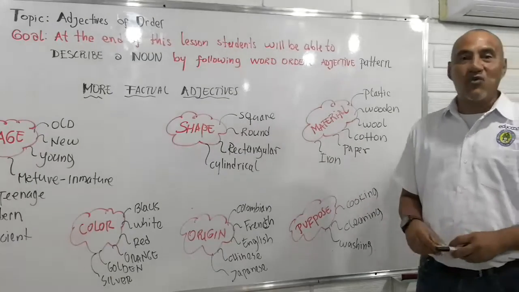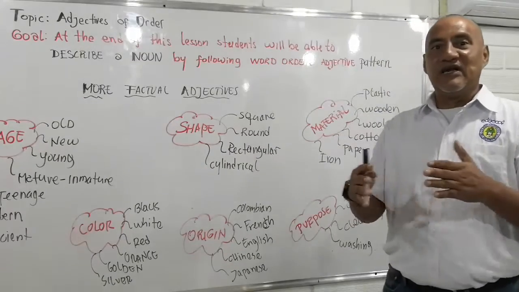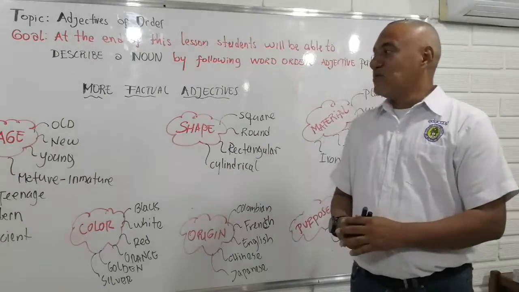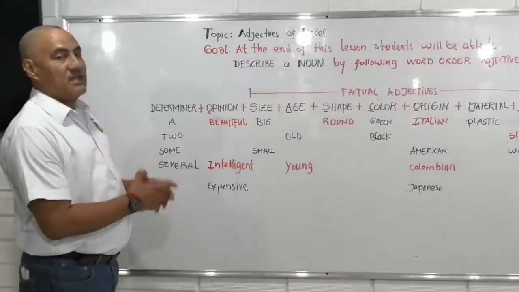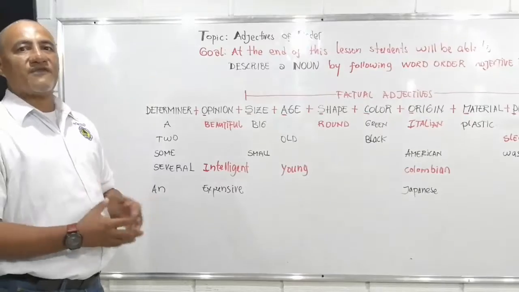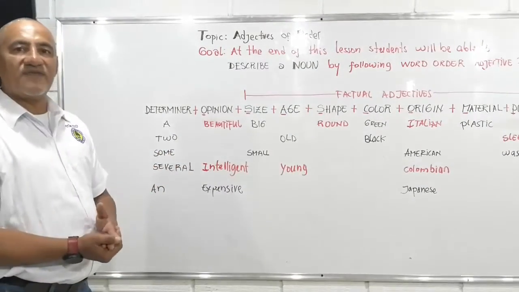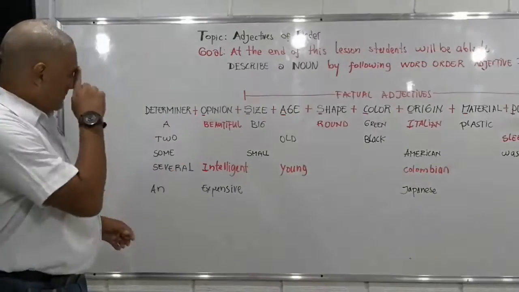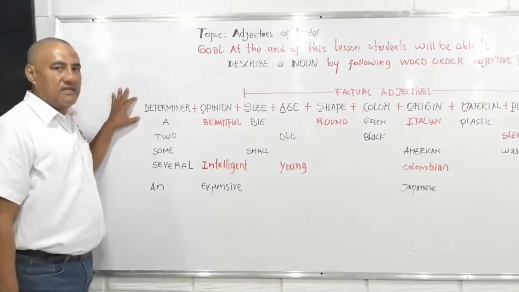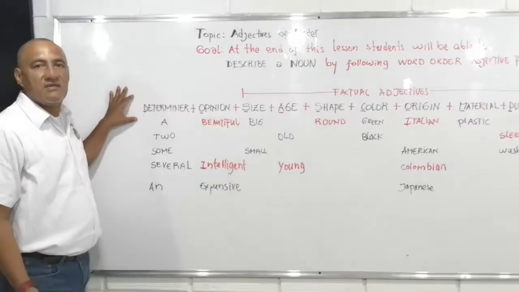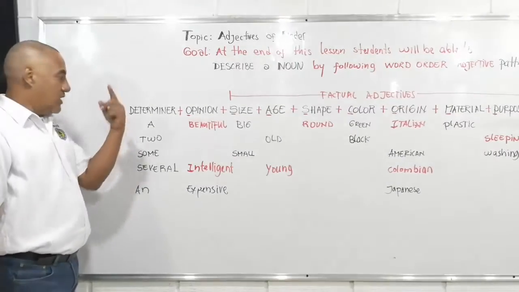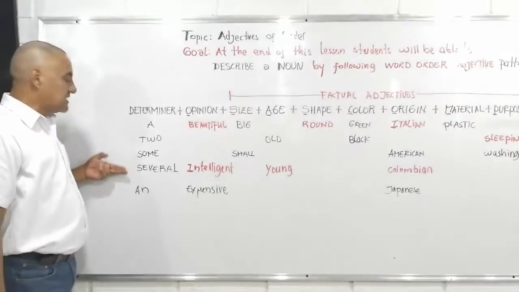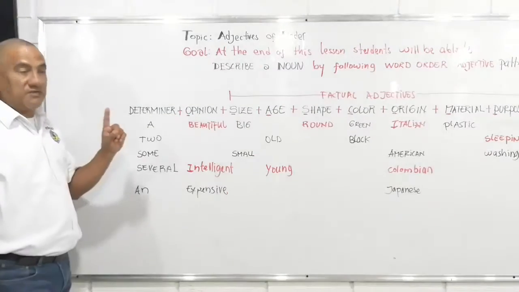Now, after this, I will show you the pattern, el orden de los adjetivos para describir algo with all these kinds of adjectives. Okay, so now let's analyze the pattern, the word order that we have to follow when using all these kinds of adjectives. Look, first of all, we have a determiner. The determiner is the number, es el número de las cosas o personas que vamos a describir. Here we have a, which is one, two, some, algunos, several, varios, and a, which means uno.